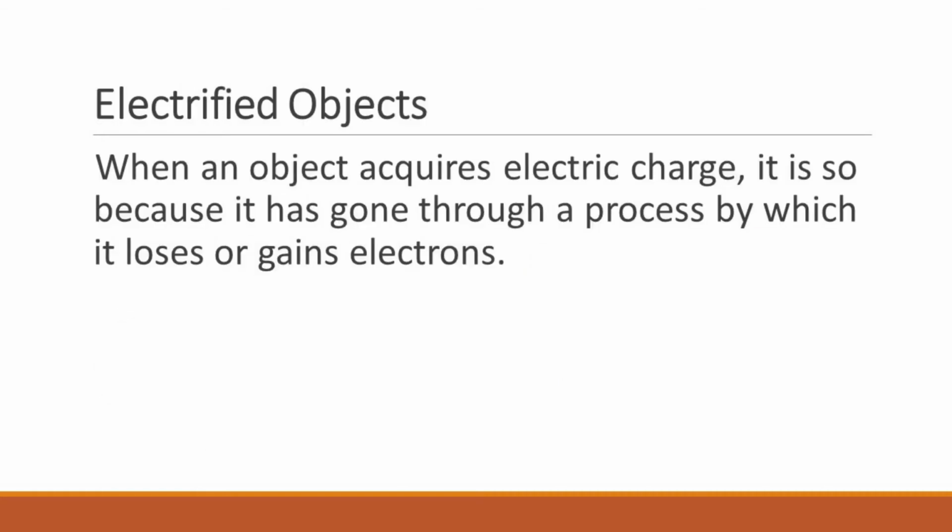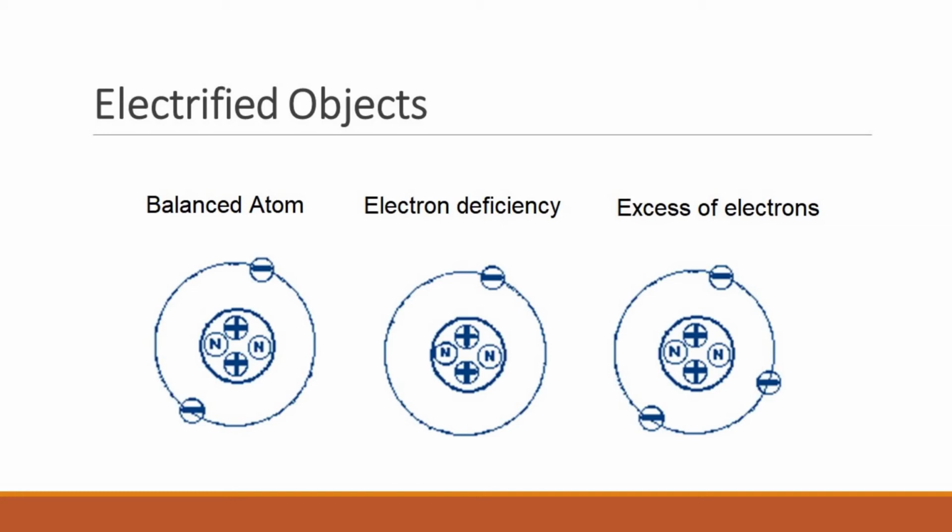Okay, let's talk about electrified objects. When an object acquires electric charge, it acquires that charge because it has gone through a process, or some set of procedures, by which that object loses or gains electrons. So if we want an object to be electrified, that object must lose or gain electrons. Processes by which an object loses or gains electrons occur at an atomic level.